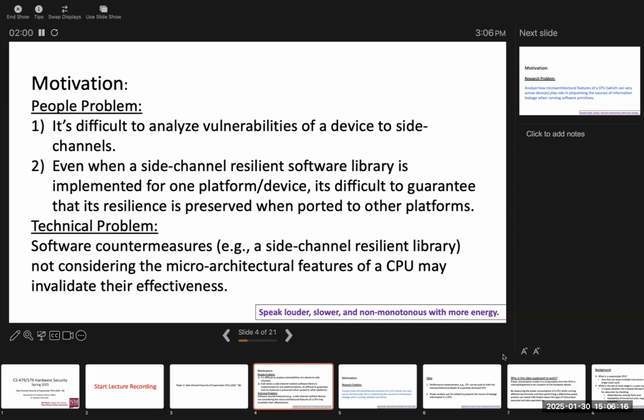Now, the technical problem of addressing these two problems is, as I already explained, that when you develop a side channel resilient software, you have previous knowledge of the architectural details of that particular CPU. But when I move to the new CPU, I don't have those details. I cannot take them into consideration, right? So it will no longer be resilient, and whatever countermeasures I had will not be effective anymore on the new CPU.